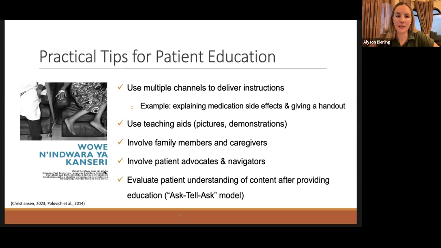And then one model we use to evaluate how a patient has understood the content after providing education is the ask, tell, ask model. So let's say you are describing medication side effects. You might start the teaching session by asking a patient what side effects they are aware of for that medication. And then you would tell them what the side effects are, fill in any gaps that they were unaware of. And then after you have explained to them what the side effects are, you would ask them to repeat back to just confirm that they understood what you have explained to them.